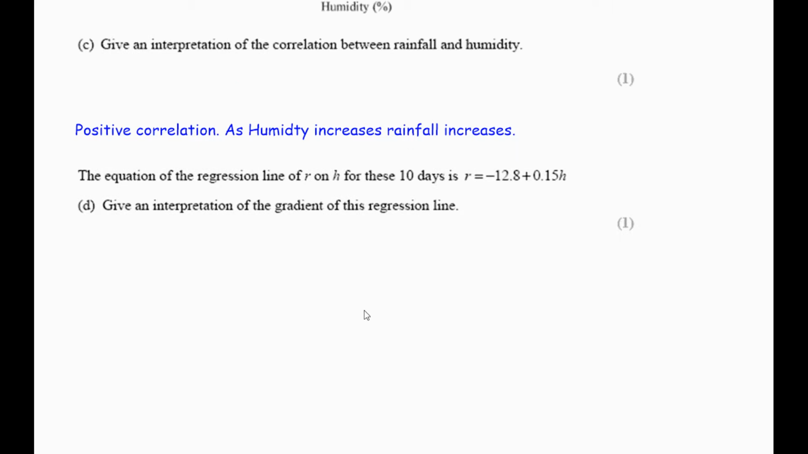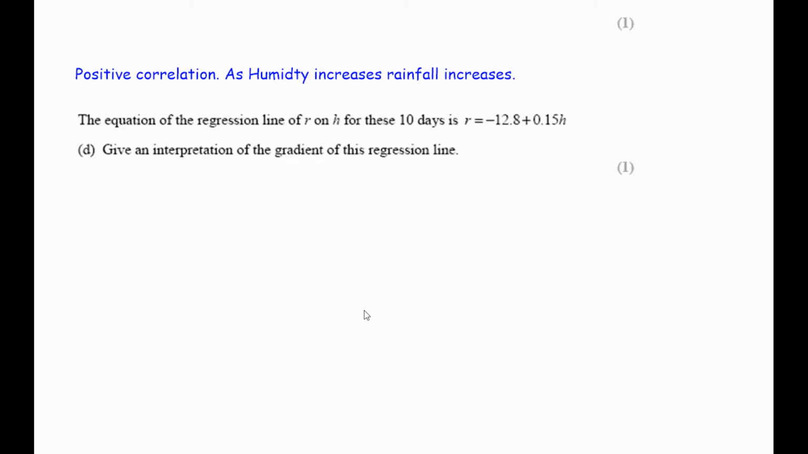The equation of the regression line of R on H for these 10 days is R equals negative 12.8 plus 0.15 H. Give an interpretation of the gradient of this regression line. Okay, well, the gradient is right here. It's the 0.15. Once again, it's not good enough just to state the gradient. We need to interpret the gradient. The gradient is how one thing changes as the other one does. So for every extra 1 of H, R is going to increase by 0.15.